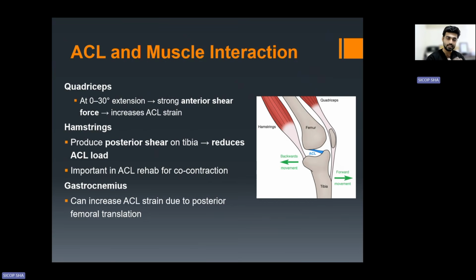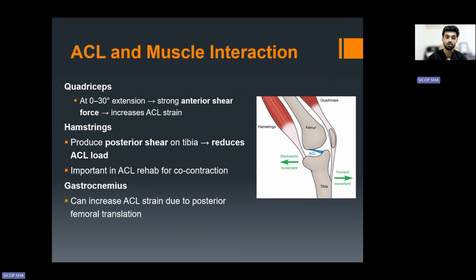On the other hand, the hamstring muscle, the posterior muscle, works oppositely. The hamstring produces a posterior shear on the tibia, which reduces the ACL load. So in the case of ACL reconstruction or ACL-injured athletes, hamstring strength and hamstring control is very important to prevent excessive anterior tibial translation.